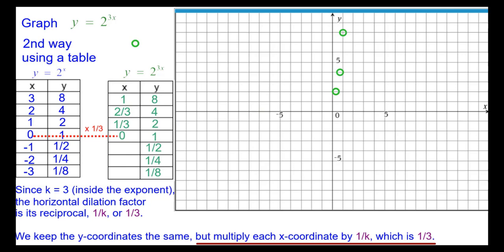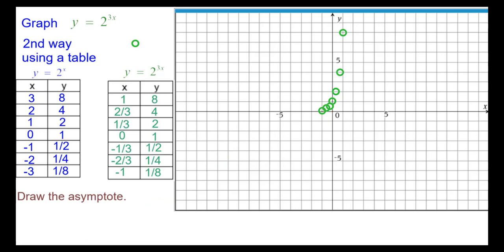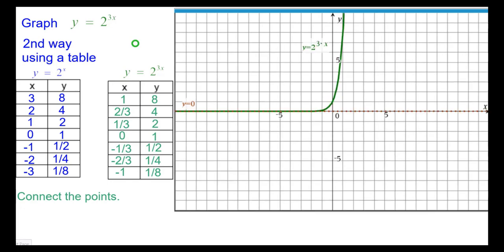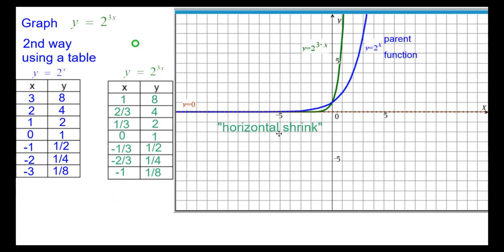So 0 times a third is still 0, 1. Negative 1/3, a half. Negative 2/3, a fourth. And negative 3/3, which is negative 1, an eighth. Draw the asymptote, the x-axis, the line y equals 0. Connect the points and compare it to the parent function, horizontal shrink from blue to green.